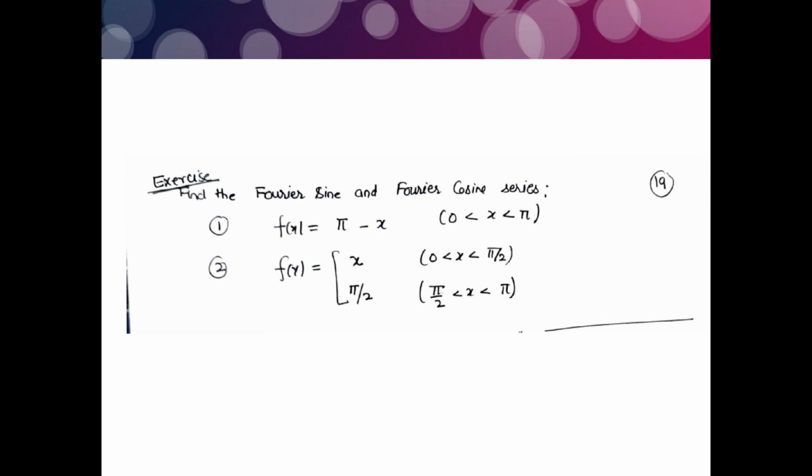Now there are 2 more questions for you. Try these questions and find the Fourier sine and Fourier cosine series. In both the questions, the function is defined on the interval 0 to pi, that is the half range, and now we extend these functions over the remaining interval minus pi to 0, so that the function is an even function as well as an odd function.